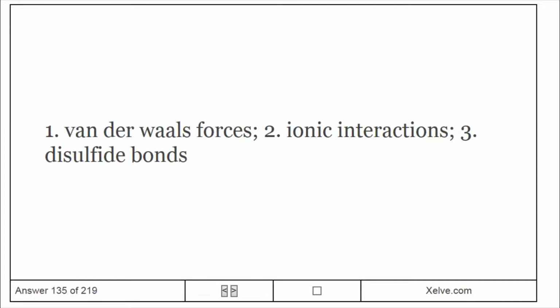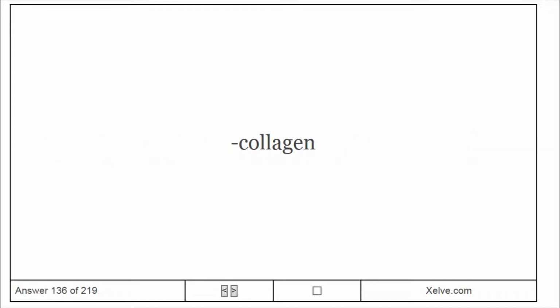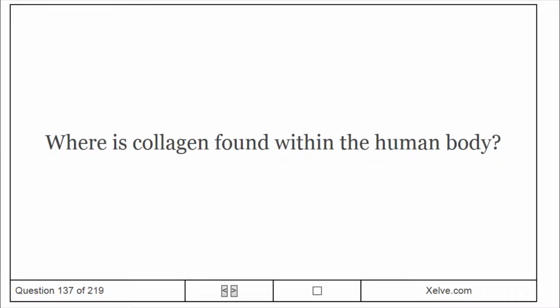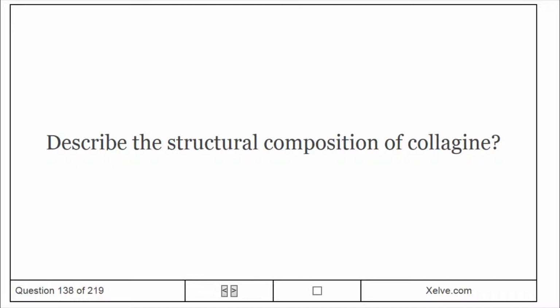1. Van der Waals forces. 2. Ionic interactions. 3. Disulfide bonds. What is the most abundant mammalian protein? Collagen. Where is collagen found within the human body? Skin, bone, tendon, cartilage, and teeth.